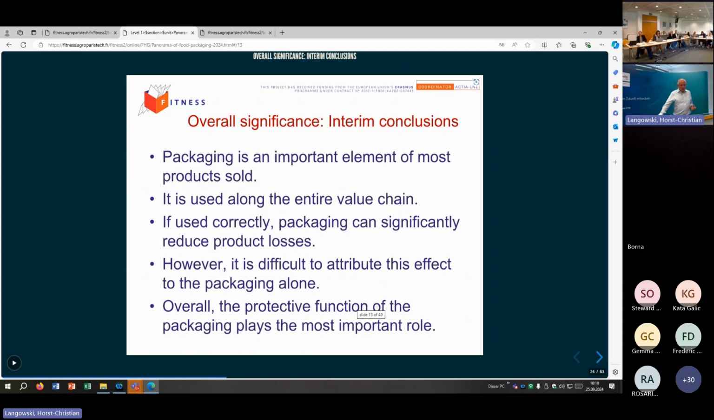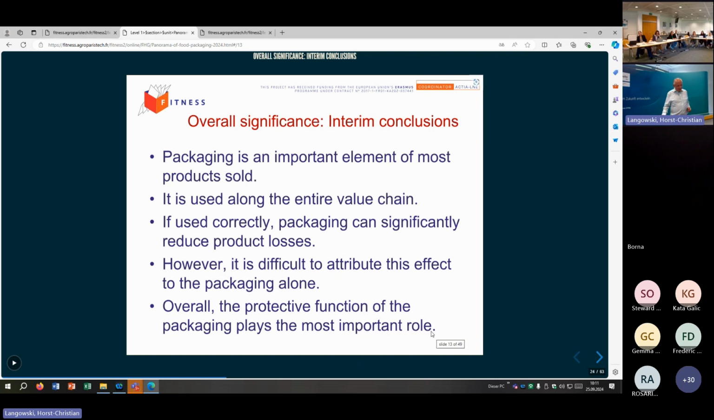Today we have most products packed, so it's an important element. We use the packaging along the whole value chain in different configurations. We can reduce product losses together with other measures. And it's difficult to say today that packaging amounts to so and so many percent of the product losses, or avoids so and so many percent of the product losses.